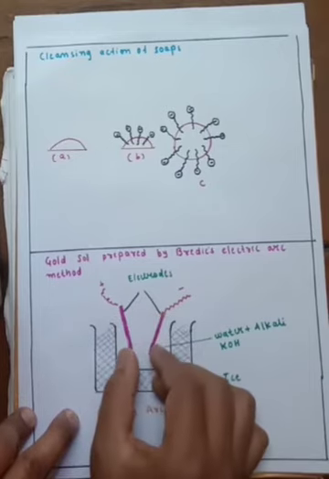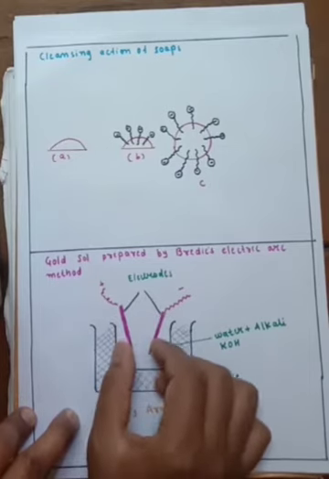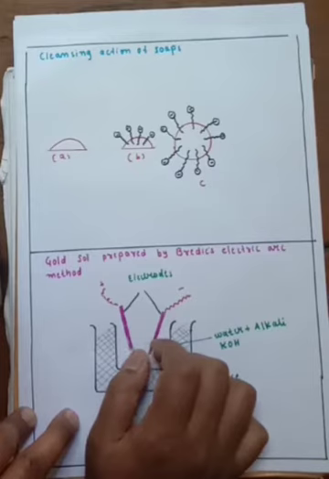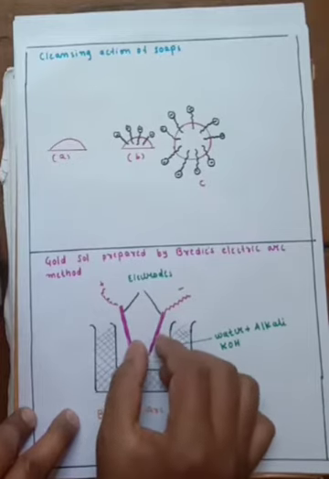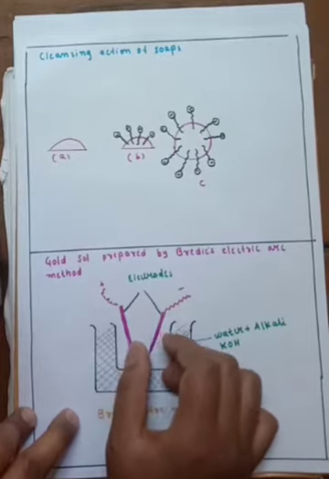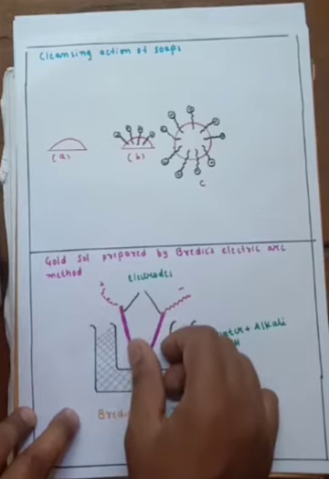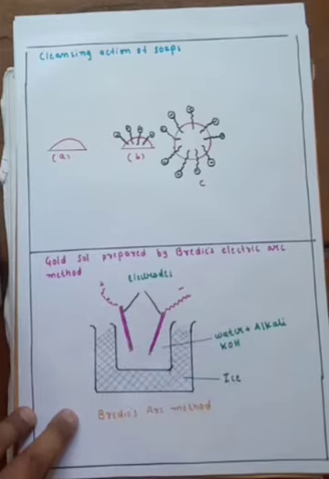Then what happens after the electric arc is struck? The spark causes a small amount of gold to be vaporized. The atoms of the metal in the vaporized state aggregate to form colloidal solutions. So this is the best method for the formation of gold sol or silver sol.